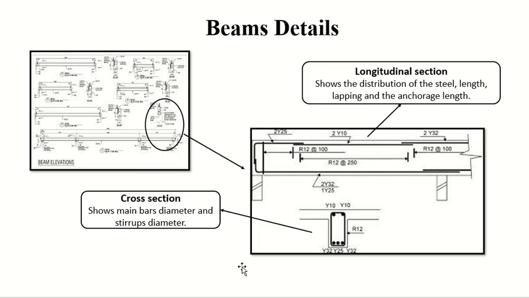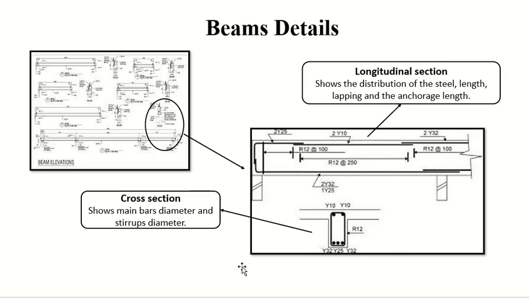Section of a beam. Is this section for all the beams? No, this is for a specific beam. Which beam? You can write here B1, B2, B3. Will it remain the same for all the beams? No. Will you make these sections for all the beams? No. All B1 beams are like this. Get my point? All B1 beams are like this.